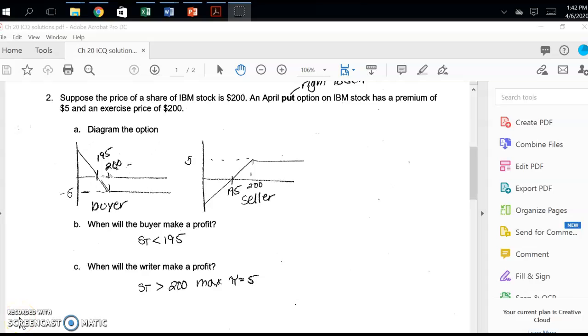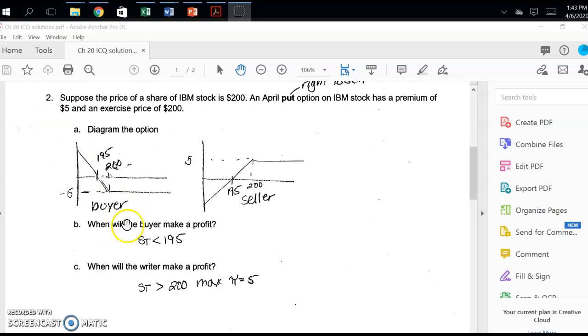So now we're going to discuss this same option, but now a put. So we're still talking about an option on a share of IBM stock with a current price of 200 and a strike price of 200. But now we're talking about a put option on this stock. So a put is the right to sell. So the diagram is the opposite.